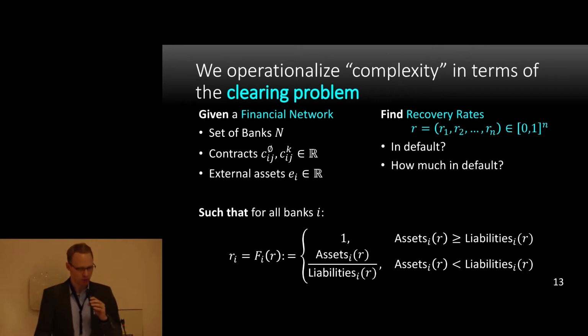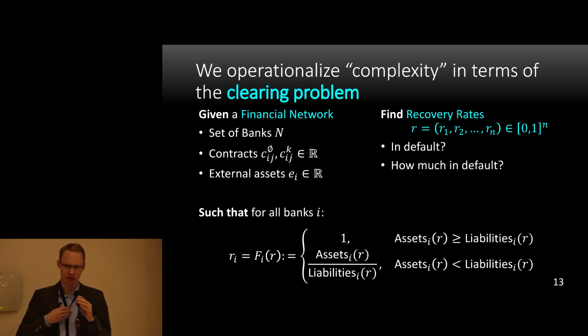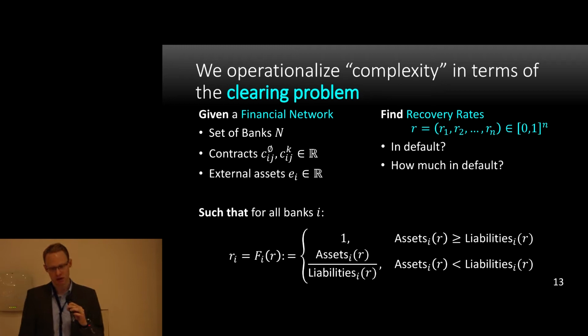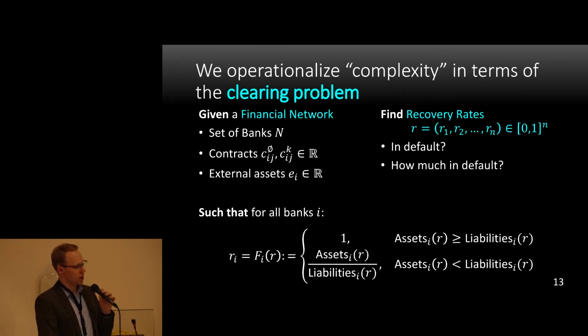Now, in a network, this is actually a non-trivial problem because how much, let's say, I can pay to someone else, well, this will depend on how much I receive from other people and also how much I owe to other people in total in case I'm writing any CDSs. So what we are facing here is a fixed point problem that looks like this. The recovery rate of a bank I should be 1 in case the assets, so what it has, is greater or equal to its liabilities, what it owes to others. And otherwise, this bank will be bankrupt. And so the recovery rate will be the quotient of the two.